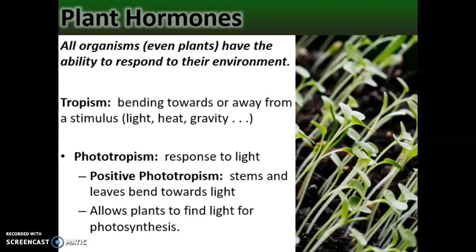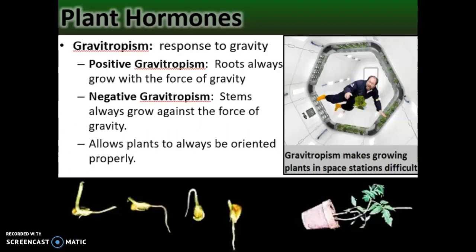Another type of tropism is gravitropism. And gravitropism is a plant's response to gravity. Now, if you have positive gravitropism, that means that you are growing with the effects of gravity. Then the gravity pushes down, so roots will always exhibit positive gravitropism. They'll go wherever gravity pushes them. The shoot, or the stems and the leaves, will always exhibit negative gravitropism because they grow against the force of gravity. Right? This is how a plant knows which way's up and which way's down.